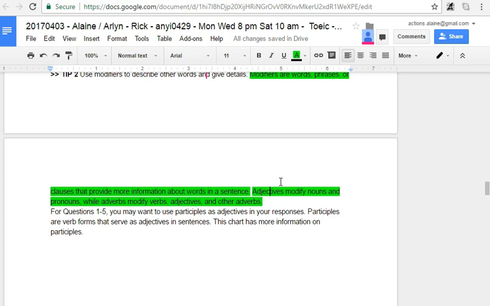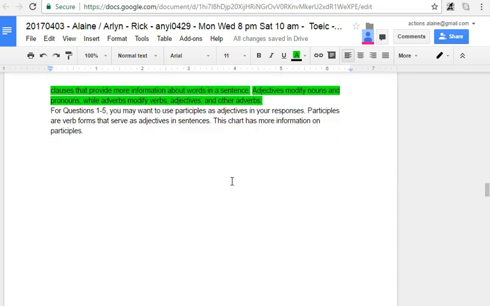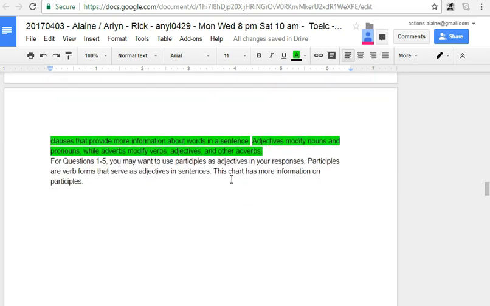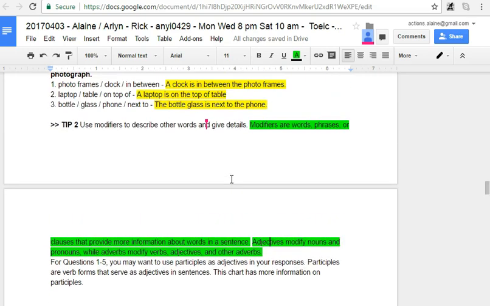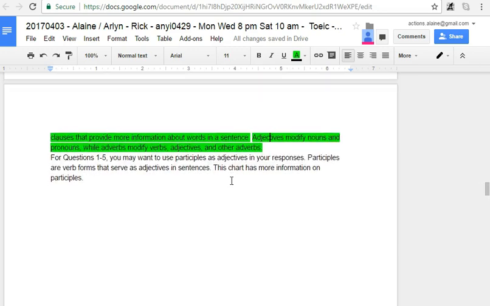All right, thank you so much for reading that to me. So again, for tip number 2, we have to use modifiers to describe words and give details. These are words, phrases, or clauses that provide more information about words in a sentence. That can be adjectives, adverbs, and verbs like that. Do you know what a modifier means? Very good. Thank you so much for reading tip 2 for me.